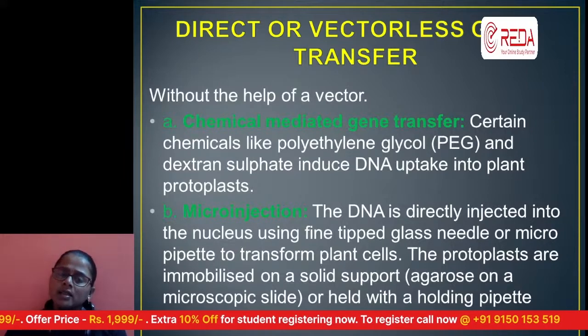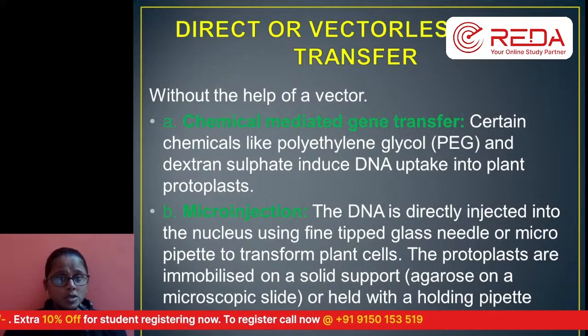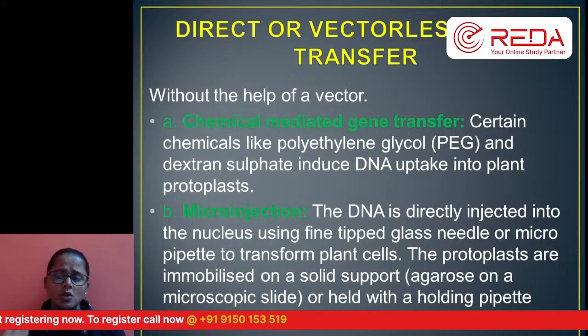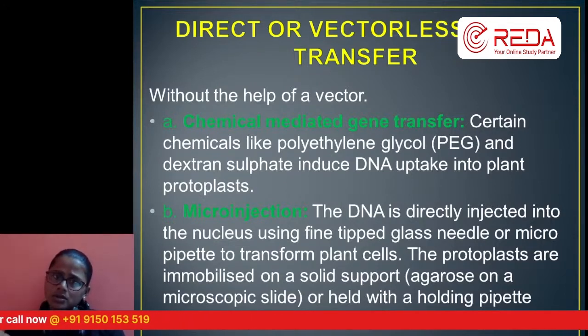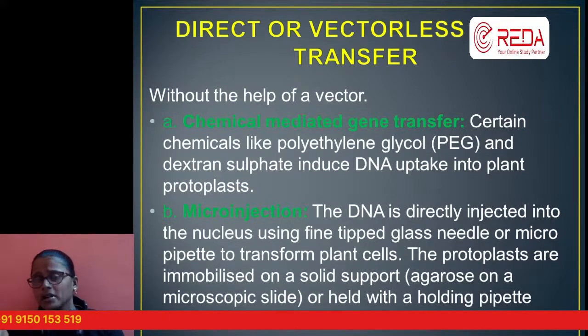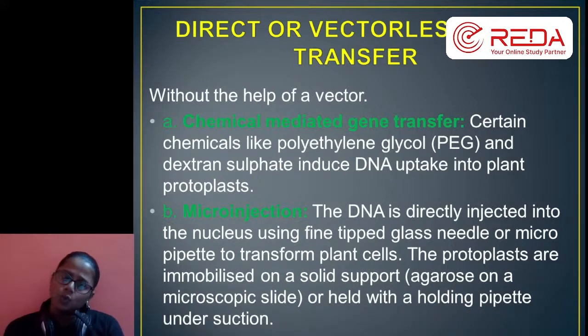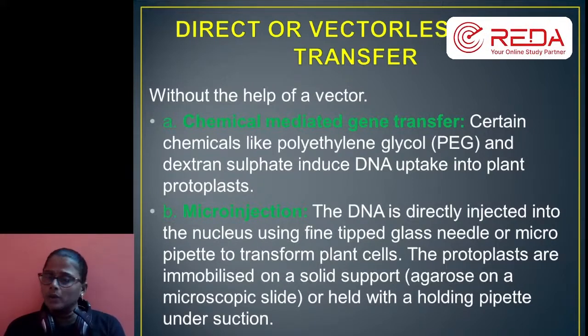The second method is called the microinjection method. Just as we inject into a body, we are going to inject into the plant. So we are going to inject into the nucleus using a fine-tipped glass needle. We don't use a stainless steel needle; we use glass needles or micropipettes, a very small size pipette. So you are going to transform the plant cell.